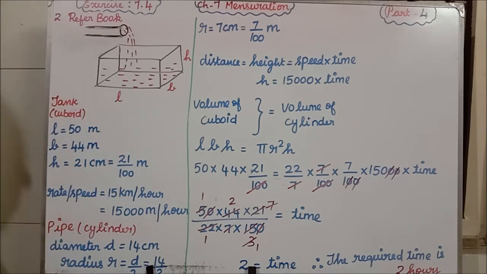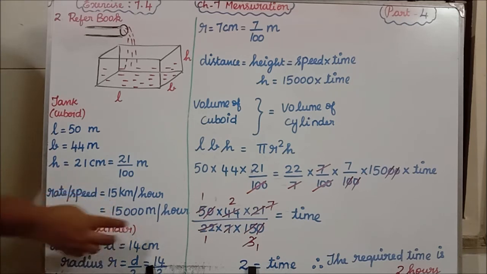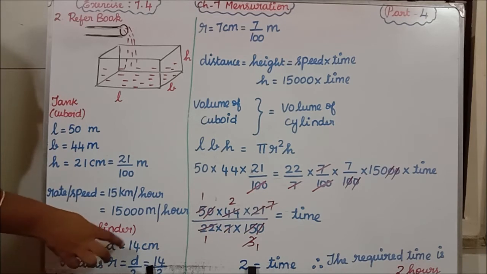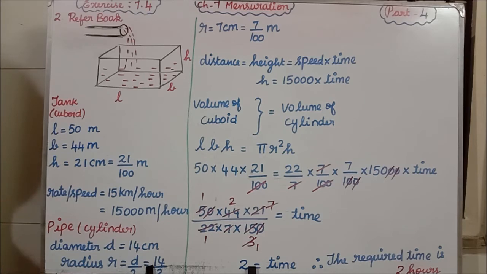Clear? Now we will come to the pipe. Pipe means cylinder. They have given the diameter of the pipe as 14 centimeter. Whenever they are talking about diameter, we have to convert that into radius, because in no formula do we have the diameter, only the radius. So first we have to convert that. Radius equal to diameter by 2. So when I divide 14 by 2, students, the answer is what? 7 centimeter.